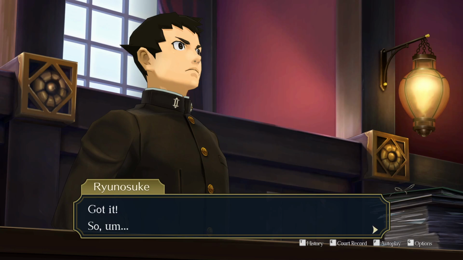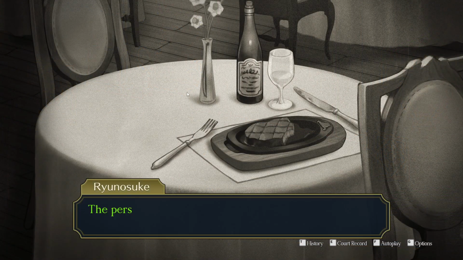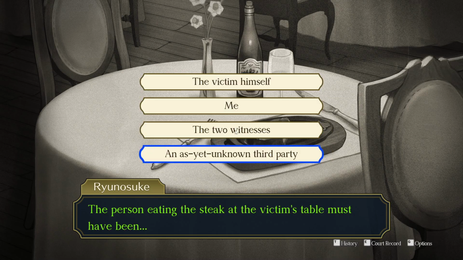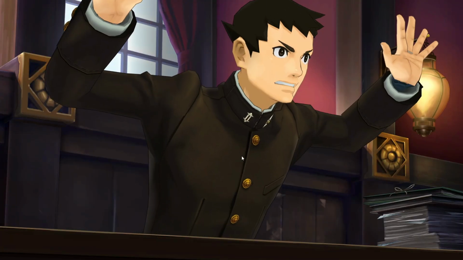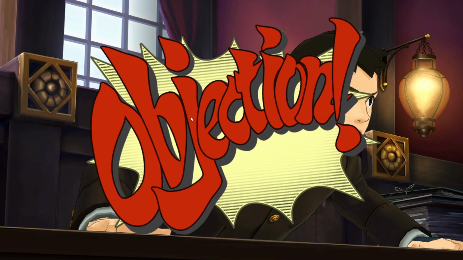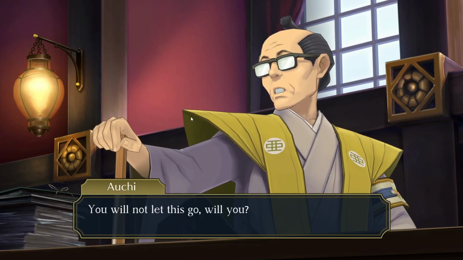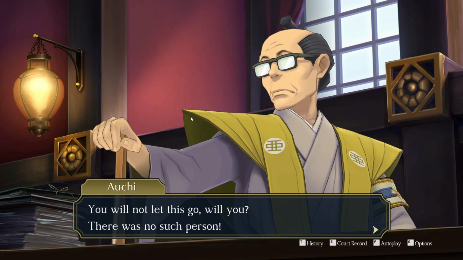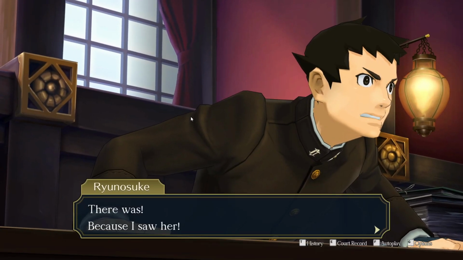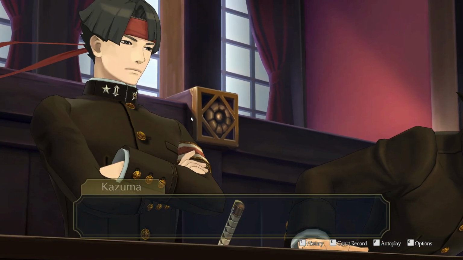Got it. So, the person eating the steak at the victim's table must have been... me. No, an as yet unknown third party. Obviously, it can only have been someone else who was sitting at the professor's table. Objection! You will not let this go, will you? There was no such person. Yes, there was. I saw her.